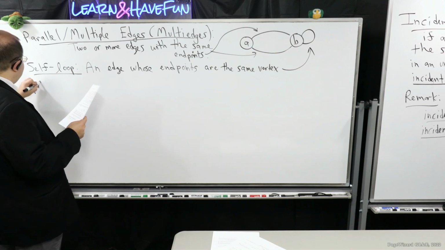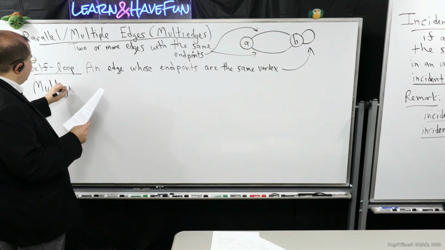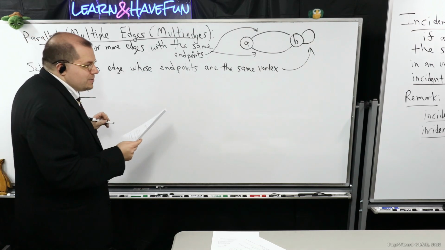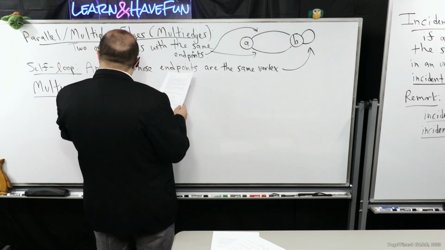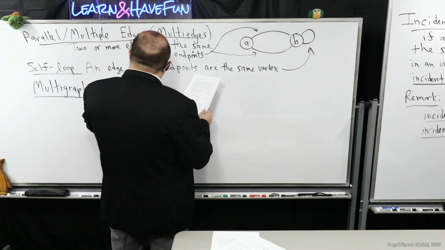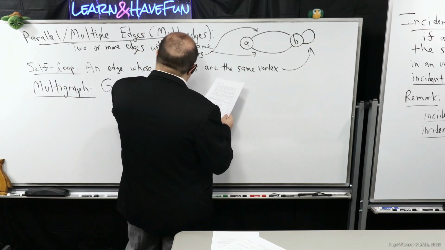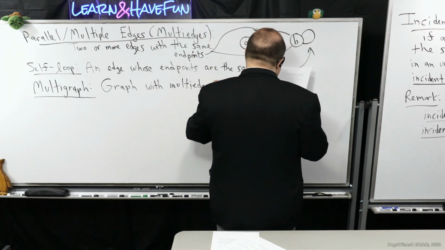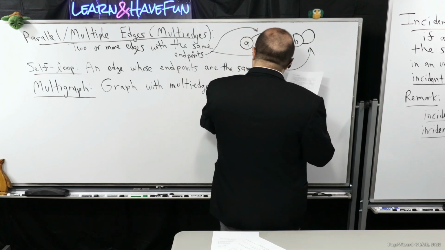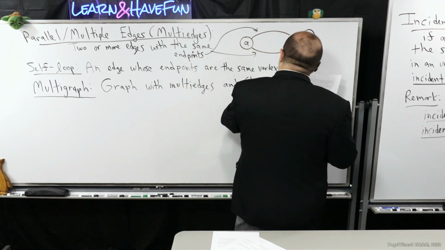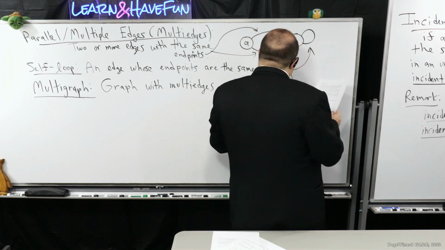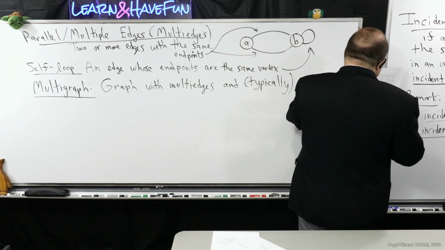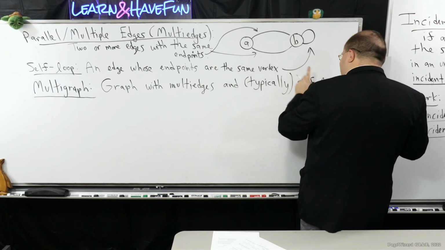Naturally, once you have these in place, you can define some more types of graphs. You can define what is called a multigraph, which is a generalization of a graph. This is a graph with multi-edges, and typically it has self-loops as well, but it doesn't have to. You have to carefully look at how the author is formulating this. But in my experience in research, a multigraph very often has multi-edges and self-loops.